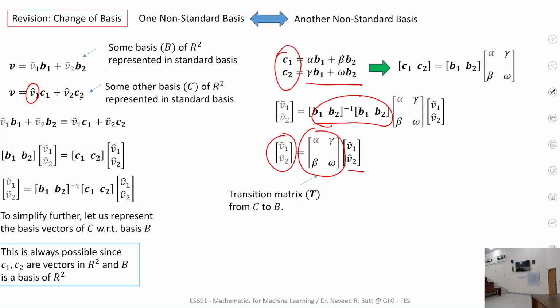So the input is the basis coordinates in C and the output is the coordinates in B. So what is the matrix that we found? That's this: alpha, gamma, beta, omega. What was that? Since we are going from C to B, it is the coordinates of the basis of the source written in terms of the basis of the destination.